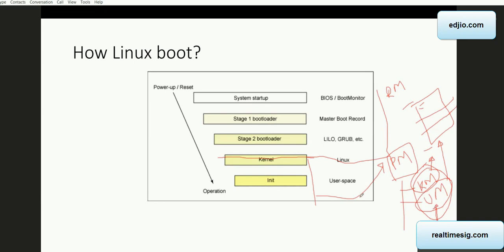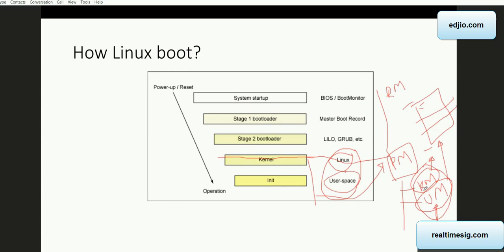User space and kernel space, which one? You're talking about this? This user space and kernel space is similar to kernel mode and user mode, but these two spaces are defined by the Linux kernel. These are the modes defined by the processor. Any questions?